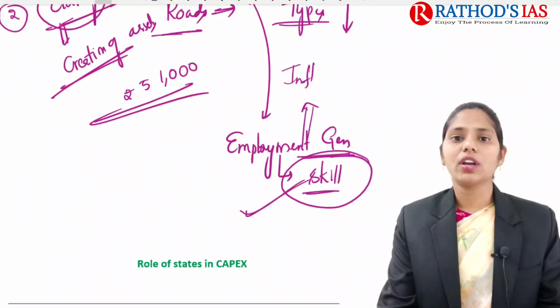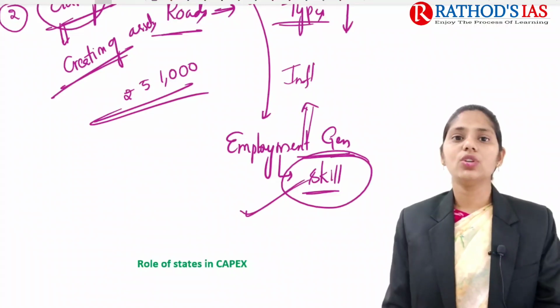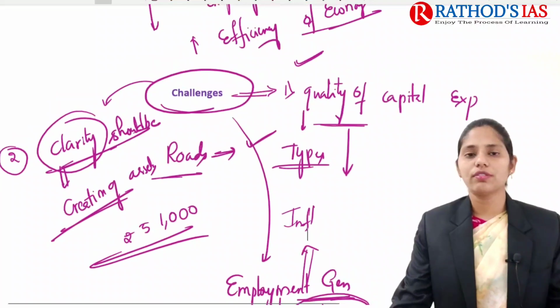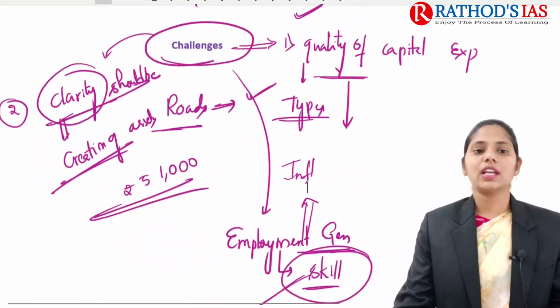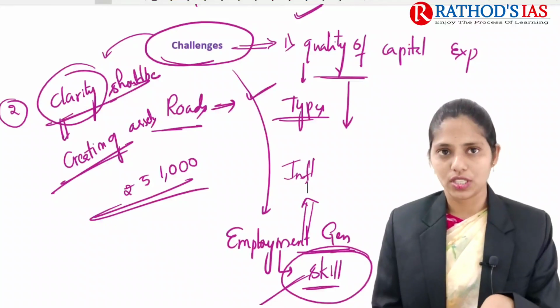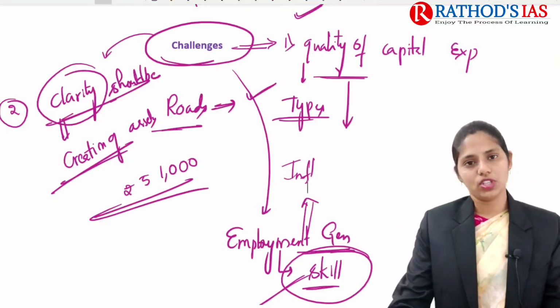If you're talking about challenges, these are some important challenges that you need to know. The first one here is quality of capital expenditure, the second one is that clarity should be maintained, that is, in which area they have to go for investment, and the next one is employment generation.